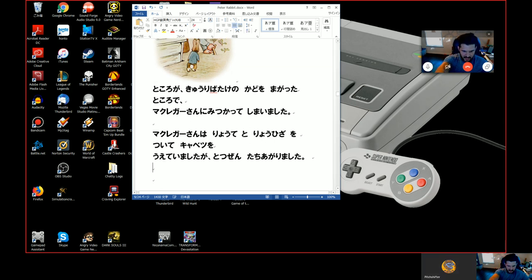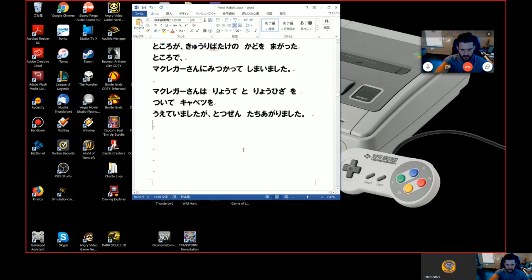Okay, so McGregor-san wa ryote to ryo hiza o tsuite. Give me a second. Tsuku is used when you are supporting your body with something, like hiji o tsuku. Like your hand on your head, like this. Yeah, you are supporting your head with your elbow. Okay. It can be described as hiji o tsuku. Yeah. Okay, that makes sense.